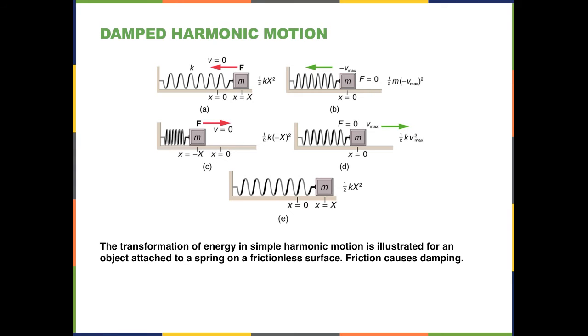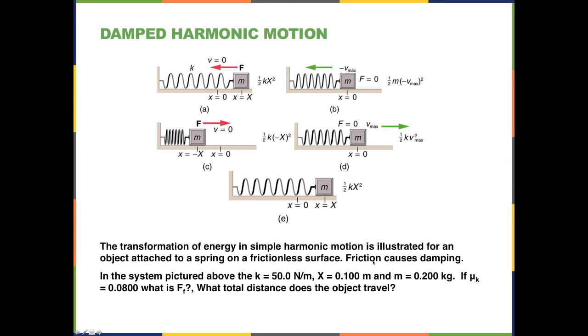Now, what happens in a simple harmonic oscillator when damping occurs is there's a transfer of energy from the original input into the oscillator into whatever causes the damping. And in this case that we're looking at here, the friction causes the damping.